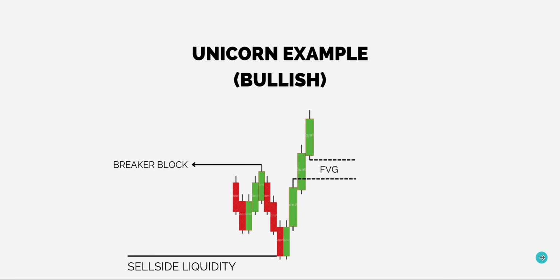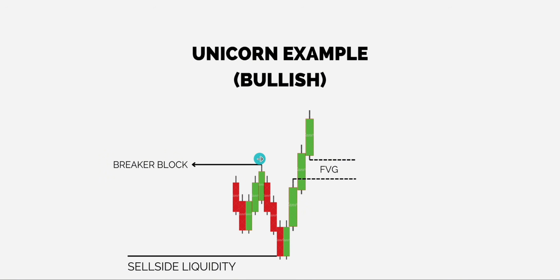So as you can see here, we have a bullish example of the unicorn model. Now, what you want in this scenario is a swing low that is followed by a swing high, that is followed by another lower low, taking out this low here and tapping into some sort of sell side liquidity on a higher time frame. That is then followed by another higher high displacing through this high here, and this up close candle here is going to be your breaker block.